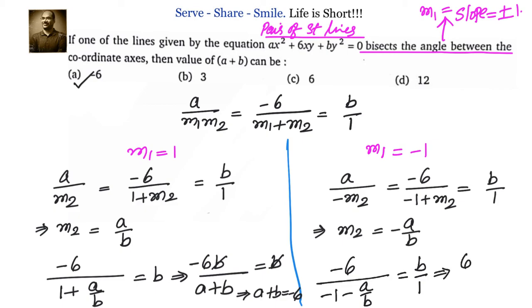We can take LCM or we can take cross multiplication. We can do cross multiplication. Whatever we do, we will be getting a plus b equals to 6. So the correct options are A and C, plus 6 and minus 6.